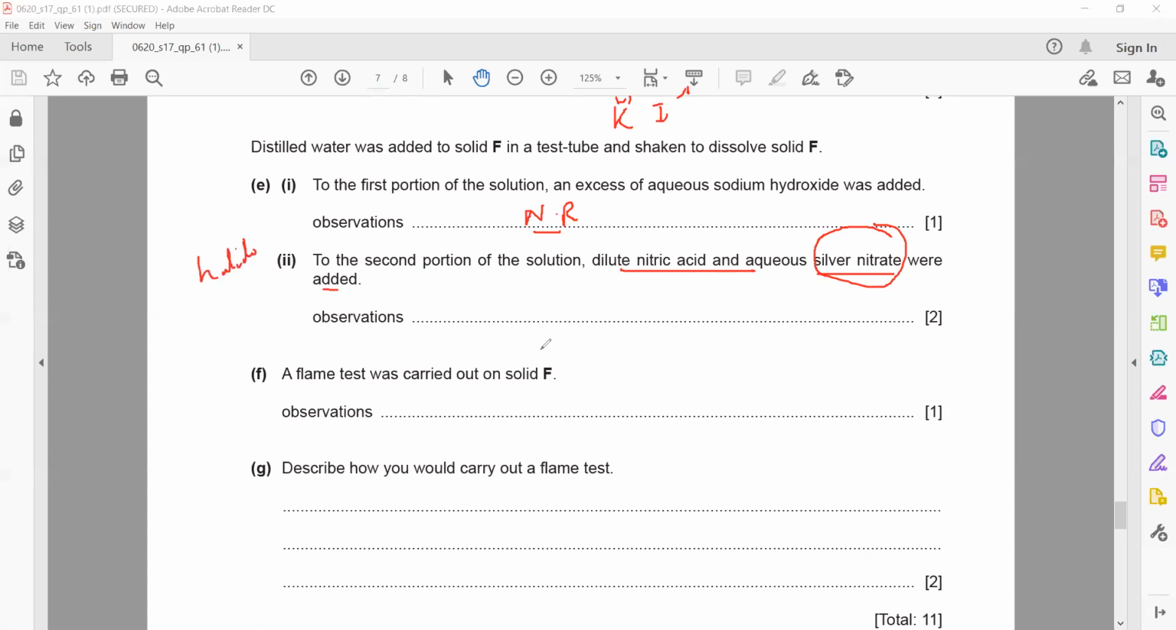A flame test is carried out on F. What is the flame color of potassium when we burn a potassium compound? That is lilac. Then how would you carry out a flame test? Procedure for the flame test: take a nichrome wire, dip it in concentrated HCl, and place it above the hot flame, the blue part of the flame.